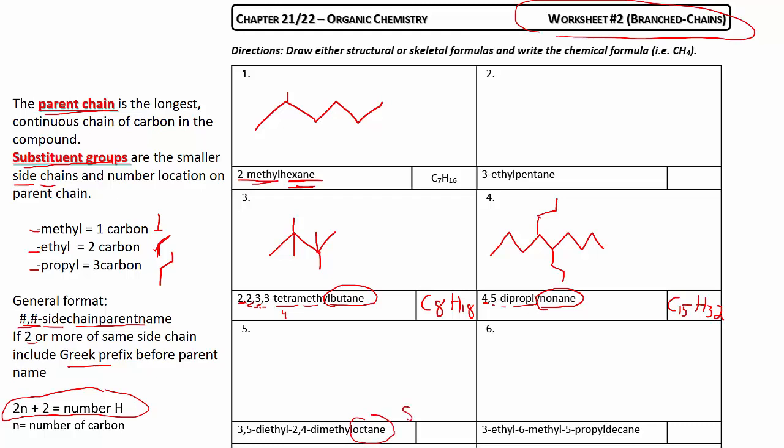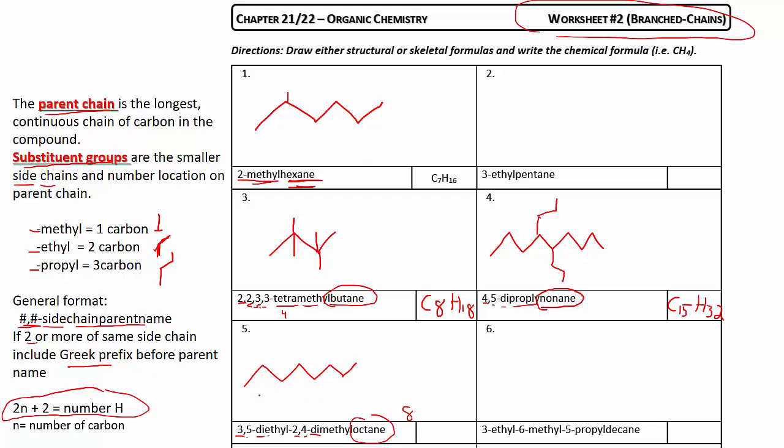Octane, 8. Dimethyl, there are 2 methyl groups, at the 2 and the 4, and diethyl, there are 2 ethyl groups at the 3 and the 5. So octane, 1, 2, 3, 4, 5, 6, 7, 8.